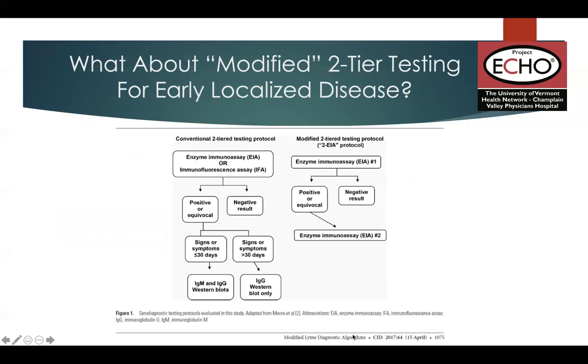Okay. And here is what the proposed change in algorithm would be. So on the left, you have the CDC algorithm and the IDSA algorithm, which is the EIA followed by a Western blot if it's positive. And then if it's early localized, they suggest that you get the IgM because that's the one-time IgM. If it's positive, it's probably real. If you get an IgM in someone with late stage, an IgM and no IgG in somebody that doesn't have second or third stage Lyme, it's probably going to be a false positive. Let me back up and try to say that again.